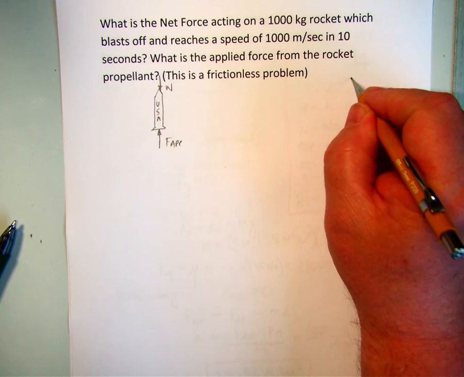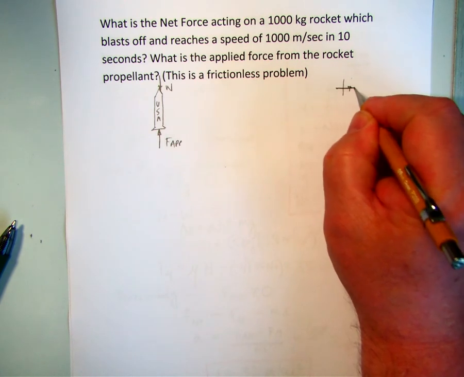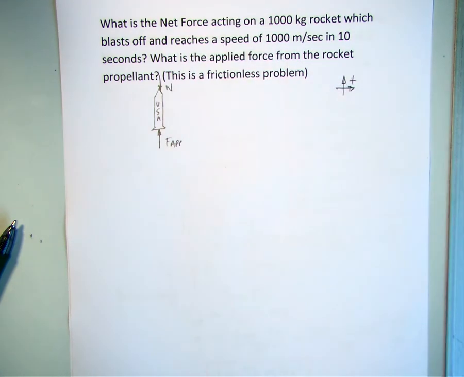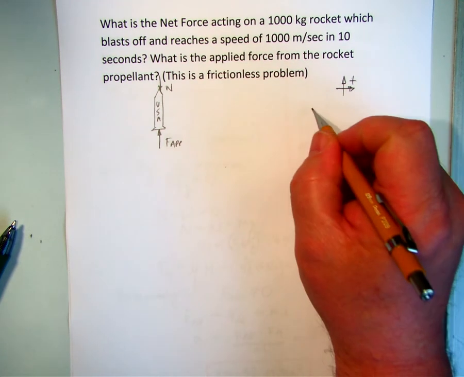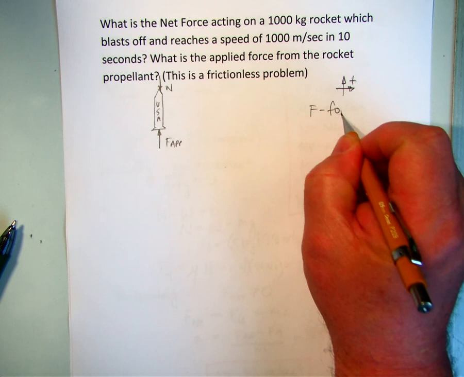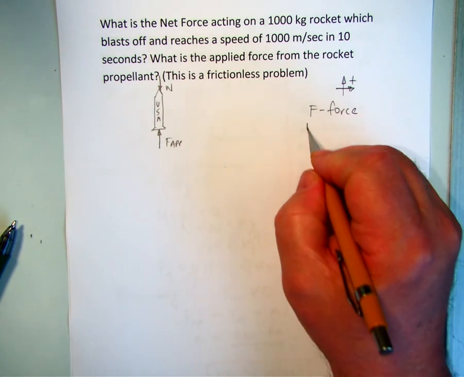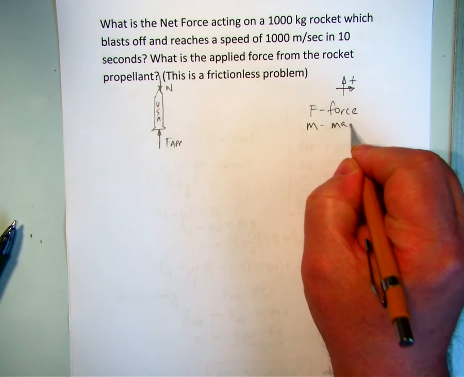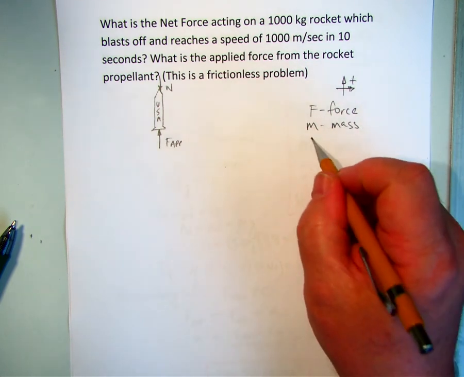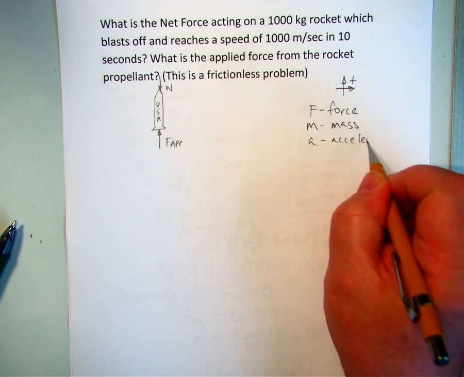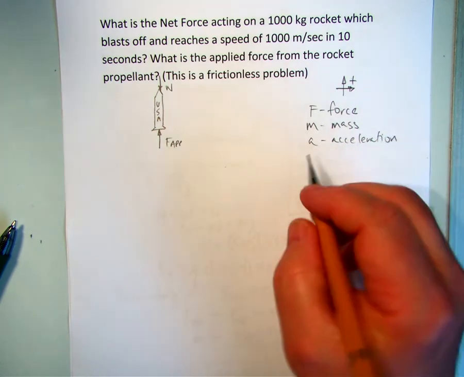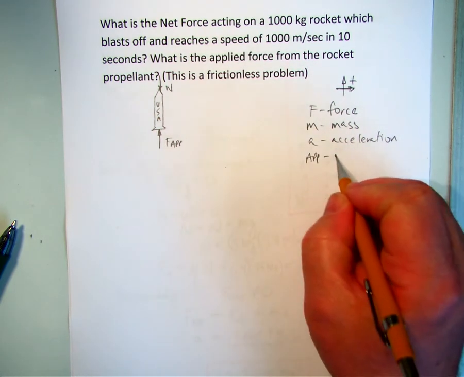So we want to start doing our sign conventions and our symbology. Up and to the right is always positive. So the weight's acting straight down. That's the negative. We need to remember that. We need to start talking about what our symbols are going to be. So I'm going to use this force. M is mass. A is acceleration. APP is applied.